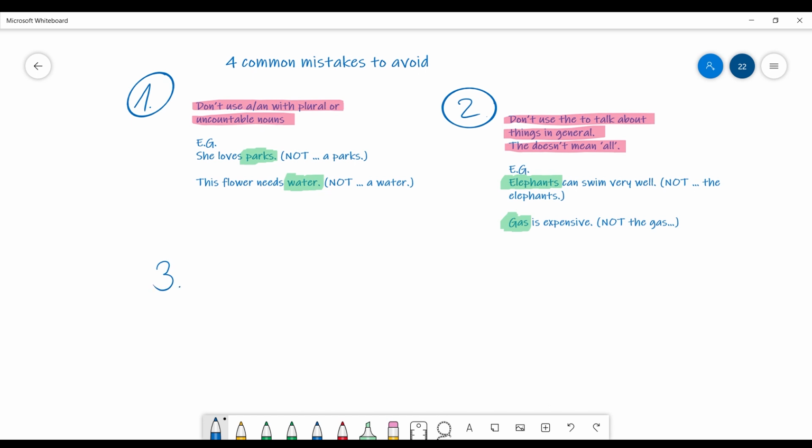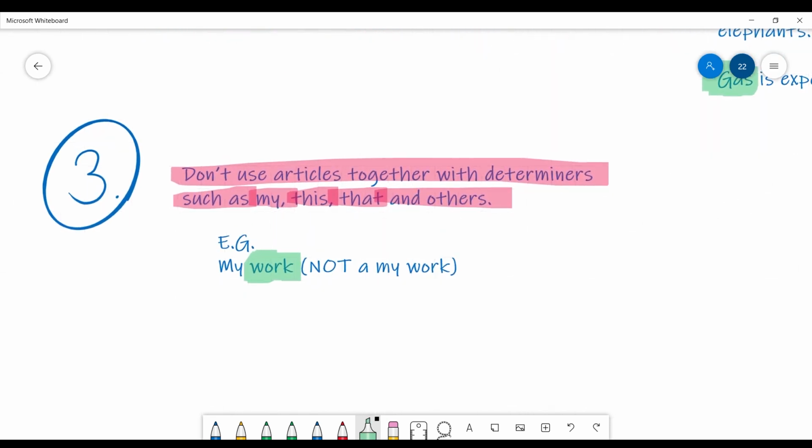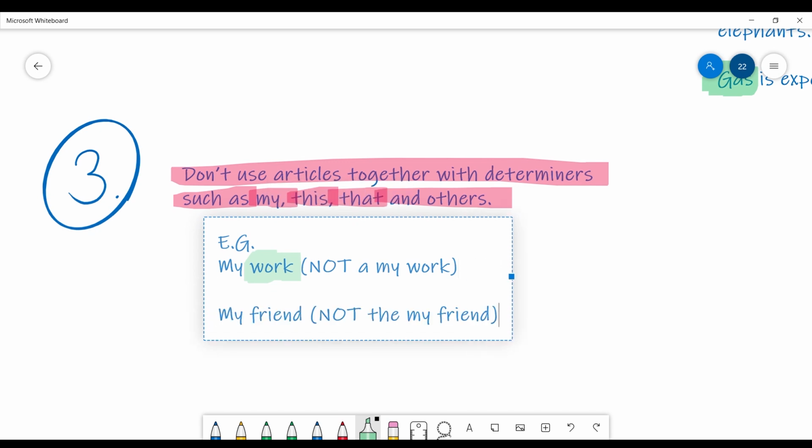Number 3 says, don't use articles together with determiners such as my, this, that, and all the others you can think of. Try to think about some others. For example, in this small expression, my work, we are not saying at the my work or the my friend. Again, my friend is correct. We are not saying the my friend.